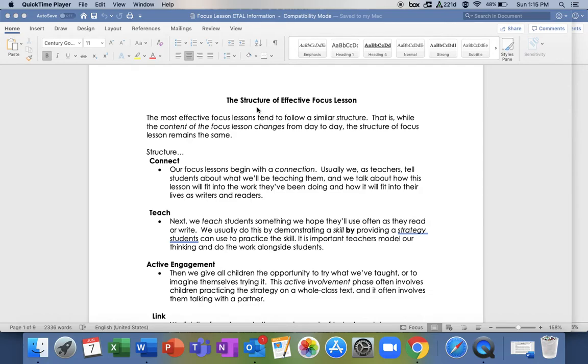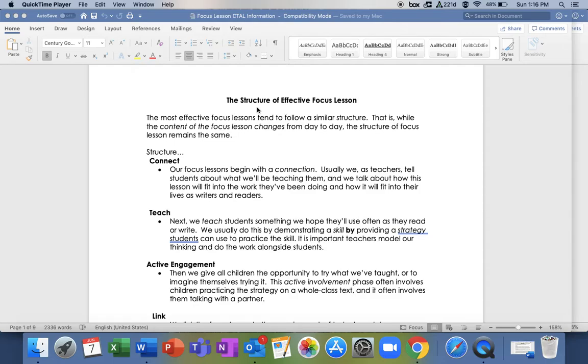I wanted to take some time to go over the structure of an effective focus lesson. Our focus lessons within reading and writing both follow CTAL. CTAL is an acronym our district uses, and I wanted to go over each component of the CTAL.